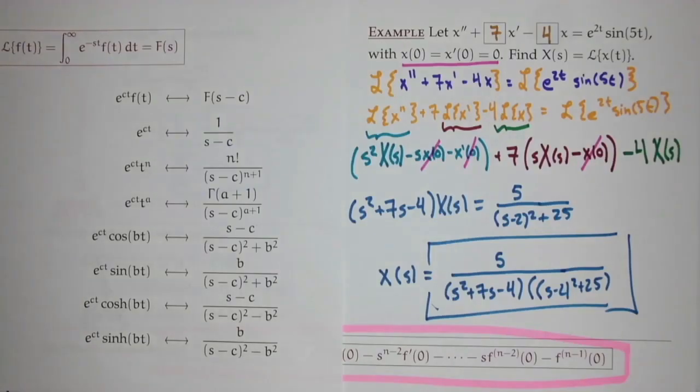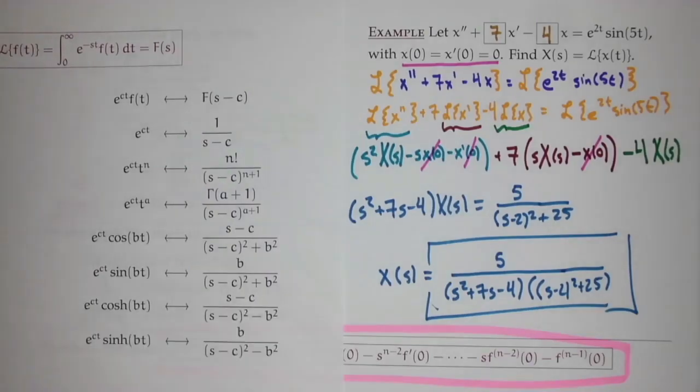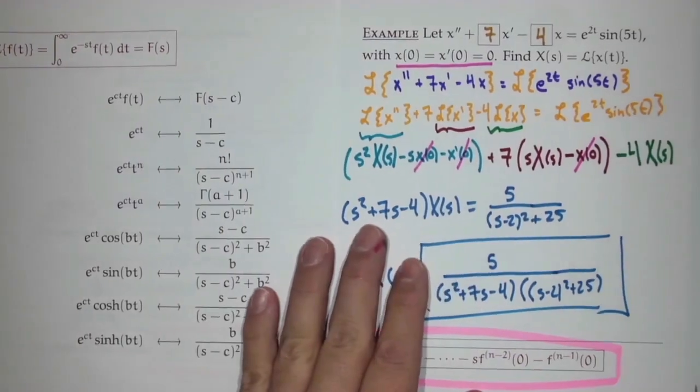And now at this point you're like, okay, this is good. If we wanted to find x of t, what would we do now? What would be our next step? Find what this is. Yeah. If we could find the inverse Laplace of this, that would tell us what x of t is. That would give us our answer. And so we have a game plan.